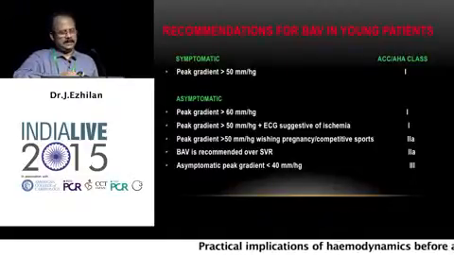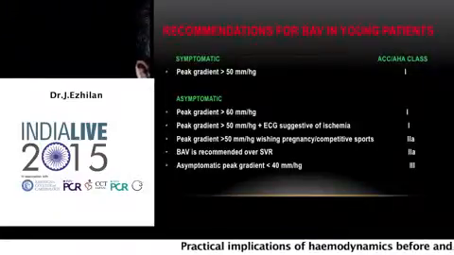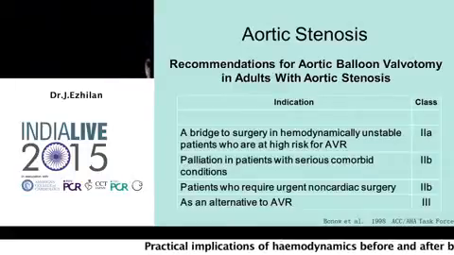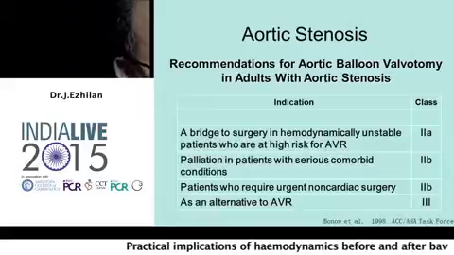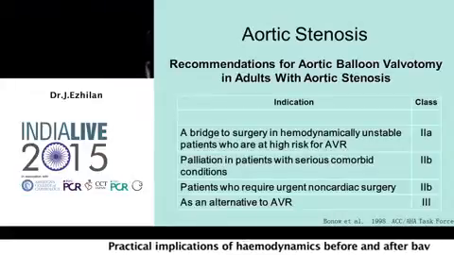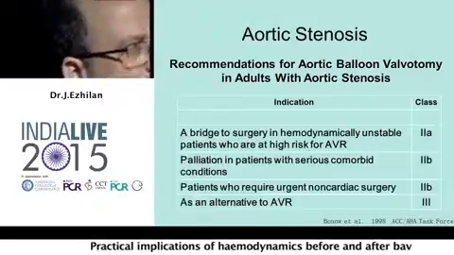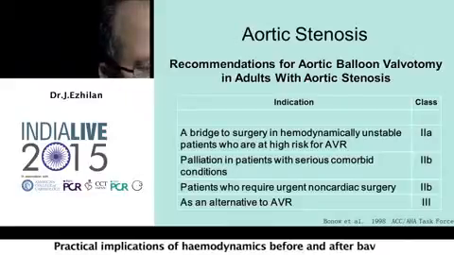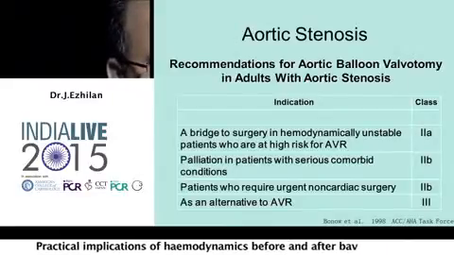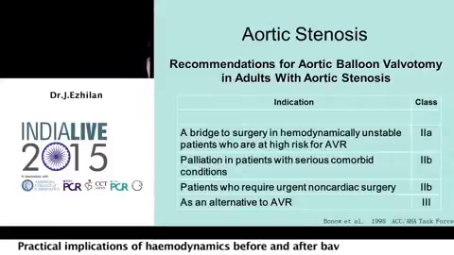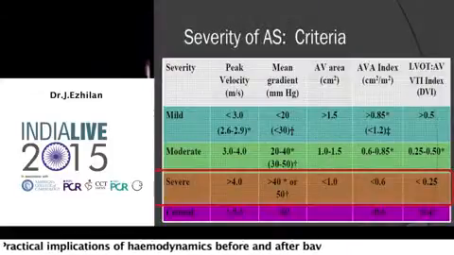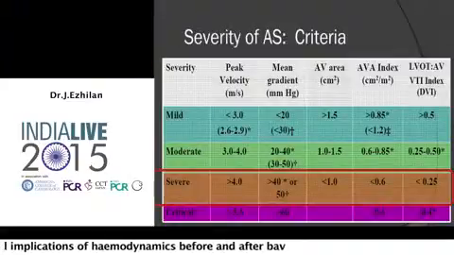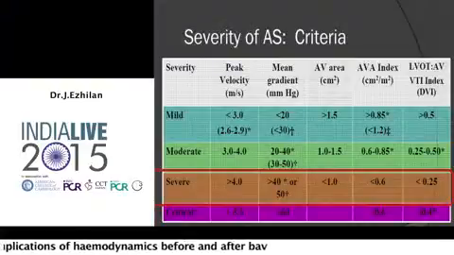In symptomatic patients, you can say if the gradient is more than 50, and in asymptomatic, if the gradient is more than 60 or ECG suggests ischemia, or the patient wishes to have pregnancy or do competitive sports, you can recommend balloon aortic valvotomy. But for an adult patient, it is only as a bridge to a serious event. Like it could be the patient is hemodynamically unstable going for an AVR, or the patient has serious comorbid conditions, or is going for a non-cardiac surgery, only then you do aortic valvuloplasty. So pediatric cardiologists are more experienced with balloon aortic valvuloplasty than adult interventionists.